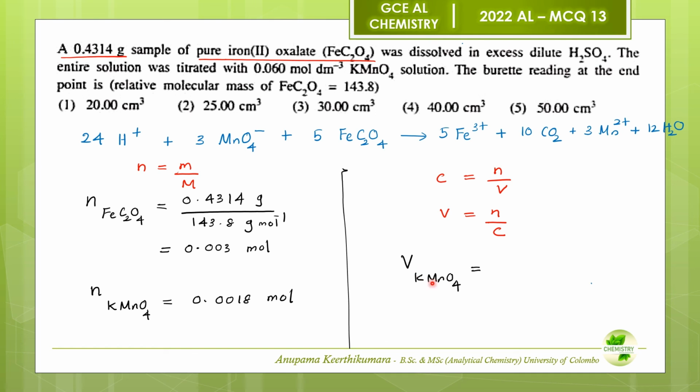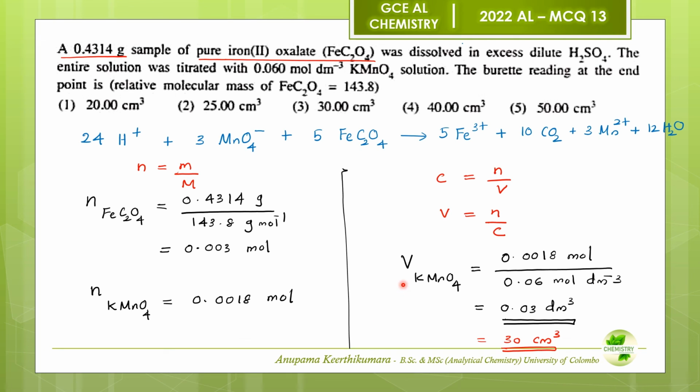Volume of potassium permanganate equals the number of moles, 0.0018 moles, divided by the concentration, 0.060 moles per cubic decimeter. The volume of potassium permanganate is 0.03 cubic decimeters. But the answers were given in cubic centimeters. To convert cubic decimeters into cubic centimeters, we need to multiply this answer by 1000. Therefore, the volume of potassium permanganate, or the burette reading, is 30 cubic centimeters. The answer is number 3.